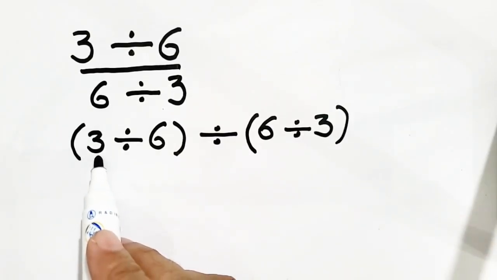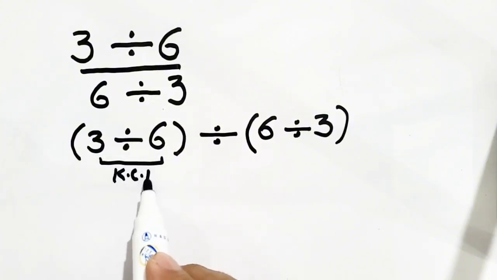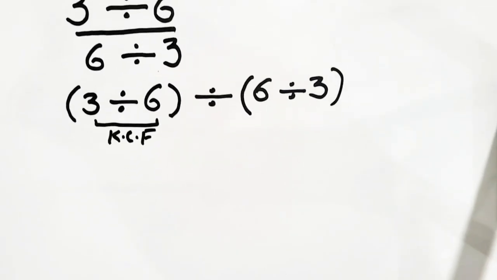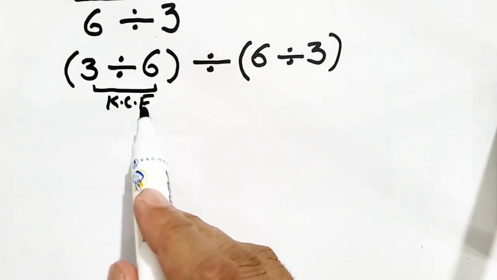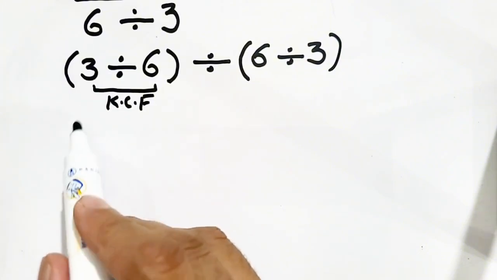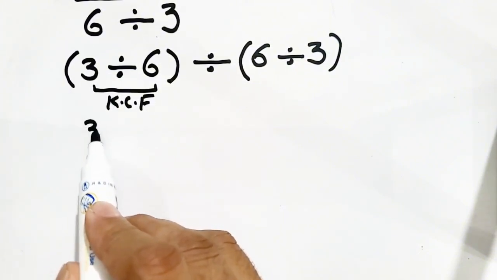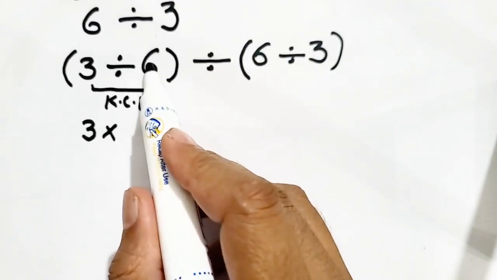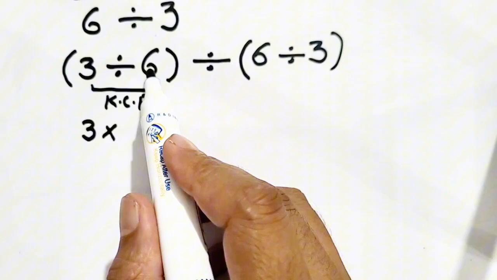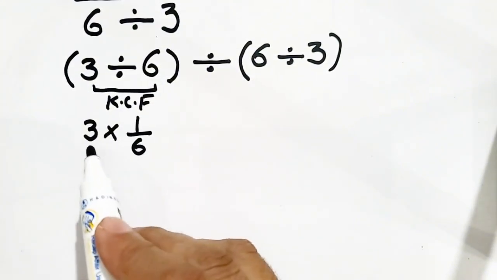Now apply the KCF rule. K means keep it, C means change it, and F means flip. So 3 is kept itself. Divide is changed into multiplication, and 6 is flipped over, so it will become 1 by 6.